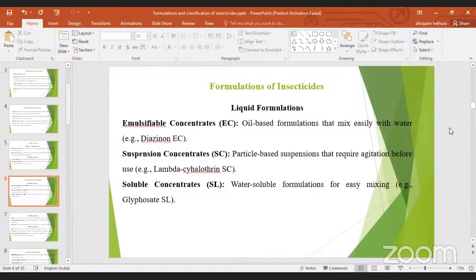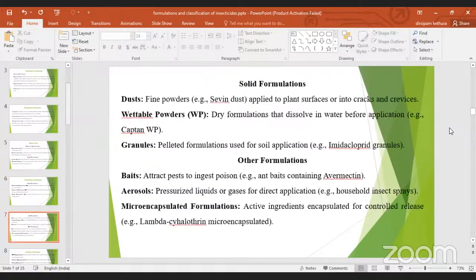Okay, these are the chemicals which are given under the examples. And the solid formulations are dust, vegetable powders, and granules. Coming to the dust, these are the fine powders applied to plant surfaces or into the cracks or crevices. And coming to the vegetable powders, these are dry formulations which will dissolve in water before application. And granules are pelleted formulations used for soil application. These are the solid formulations.